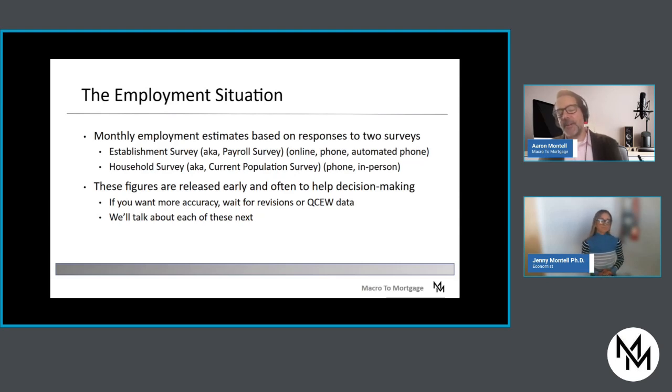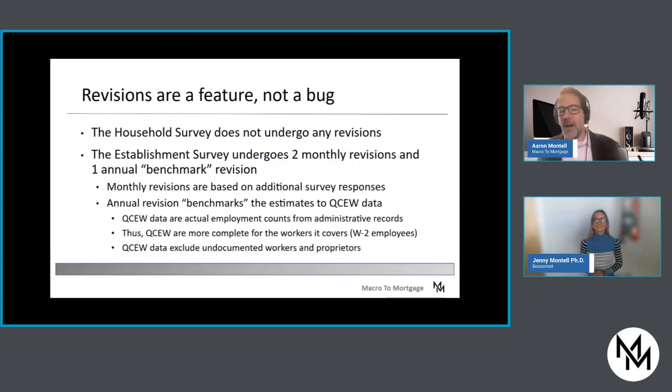So what you're saying basically is that there's a trade-off: to have these figures early and often means that they're not going to be their best the first time out, right? That's exactly it, Aaron. There's a trade-off there, and not to get too far ahead of ourselves, but to steal the title from our next slide, I believe, these revisions are kind of a feature. They're not a bug, right? That's exactly right.